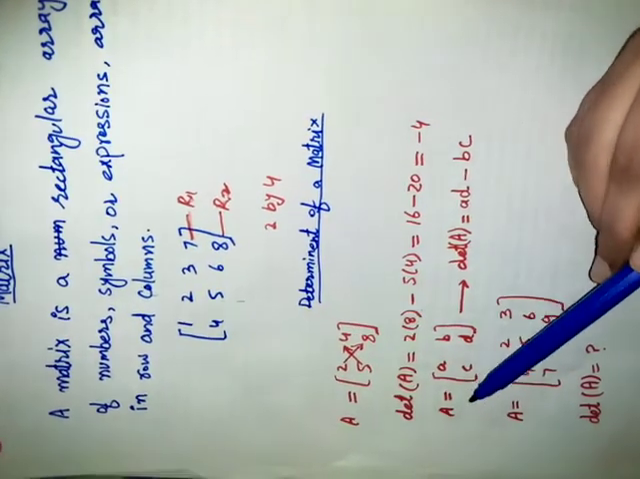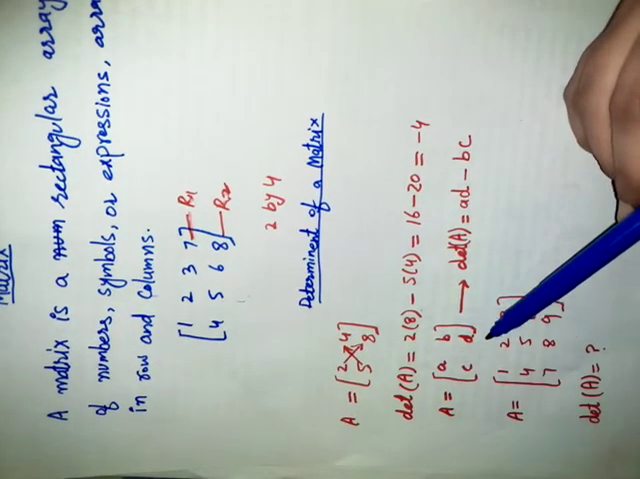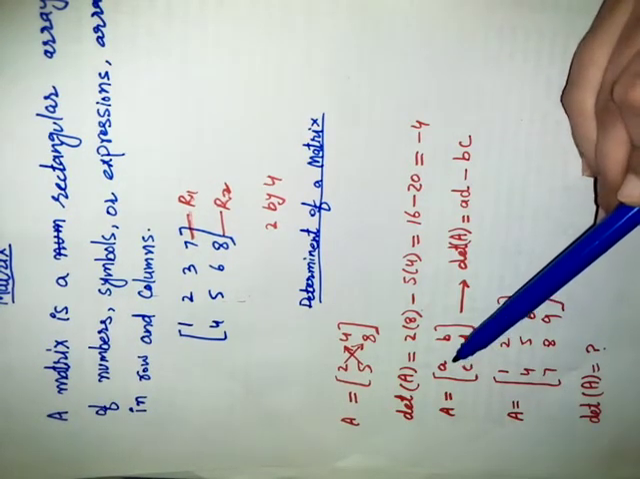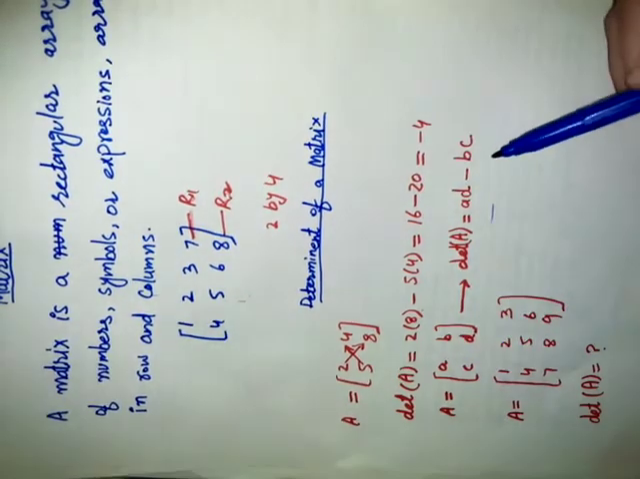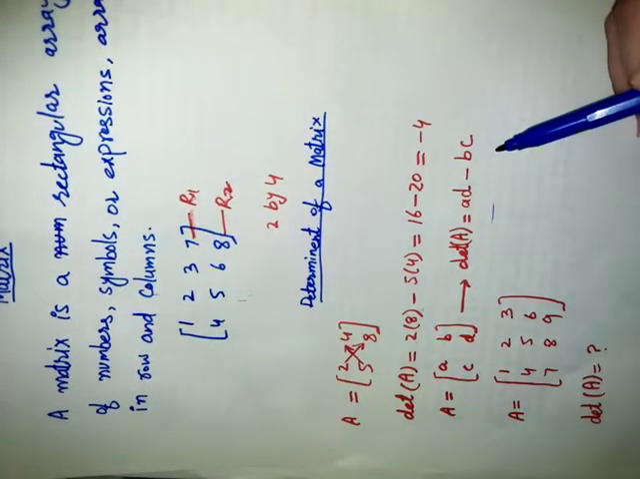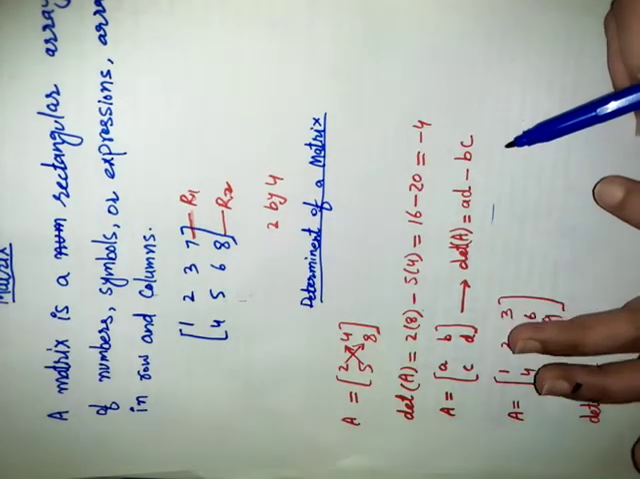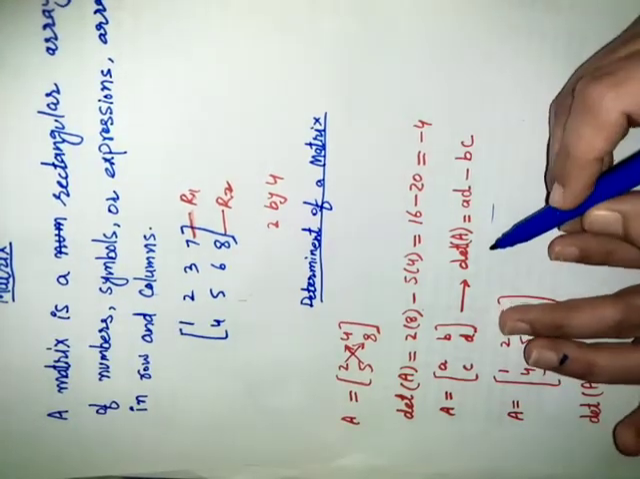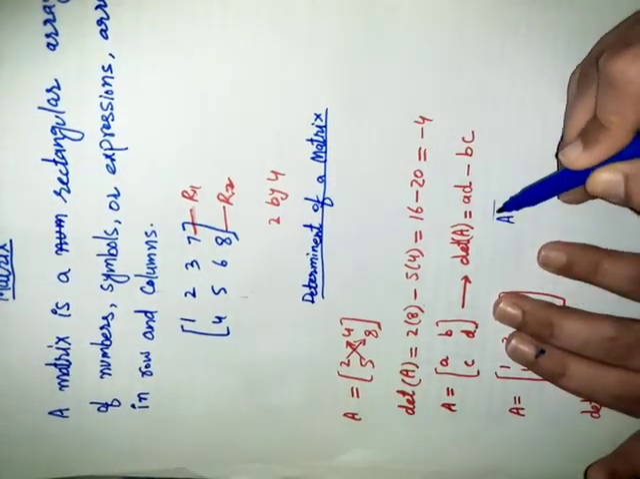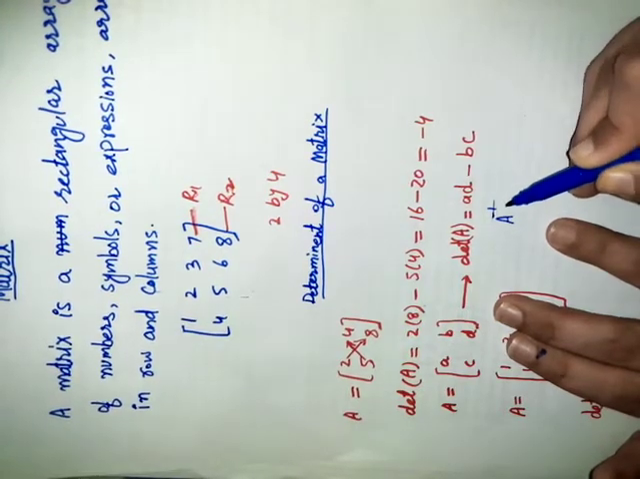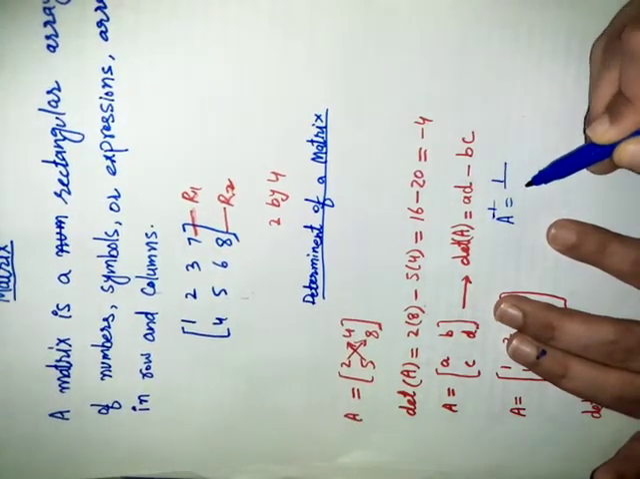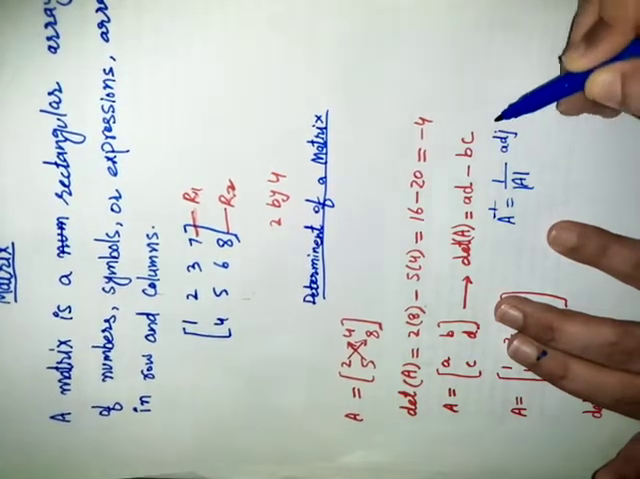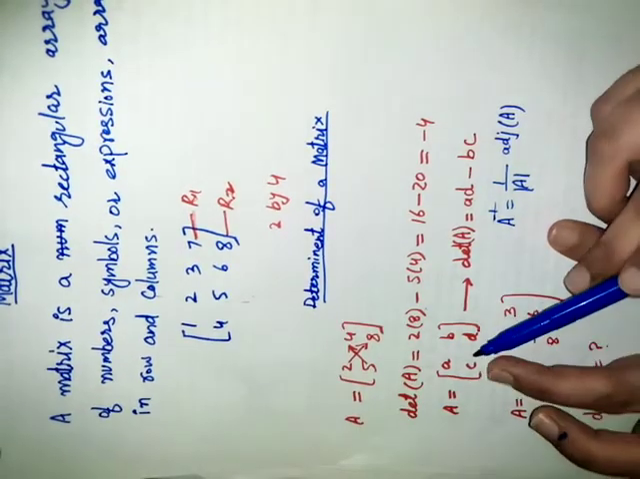So in general, if we have the matrix A, B, C, D, what will be its determinant? To evaluate its determinant, we will multiply A by D minus B by C; this is called the determinant. So if we want to evaluate the inverse of a 2 cross 2 matrix, then A inverse will be 1 over the determinant of A into the adjoint of A. What is the adjoint of A?